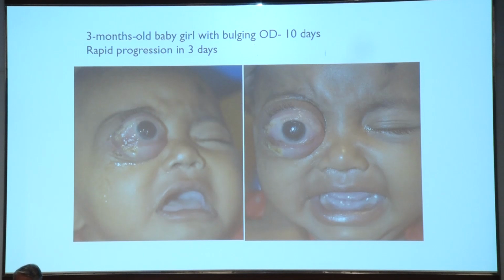I'll take you through a few pediatric cases and then come to adult. So this child is from a remote village in central India who was referred for diagnosis and management. In fact, a 3-month-old baby girl, and it was diagnosed to be an orbital cellulitis. For 10 days the child has been having proptosis. Yes, there is severe proptosis, but it doesn't really fit into orbital cellulitis. The child didn't have any history of fever, and the parent says there has been a very rapid progression in 3 days.